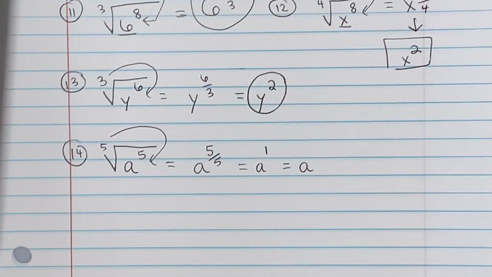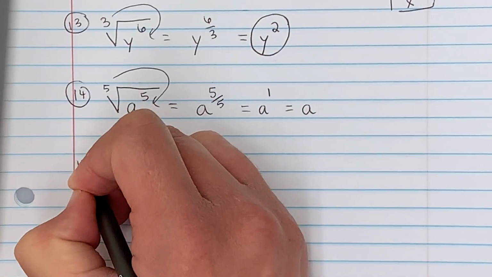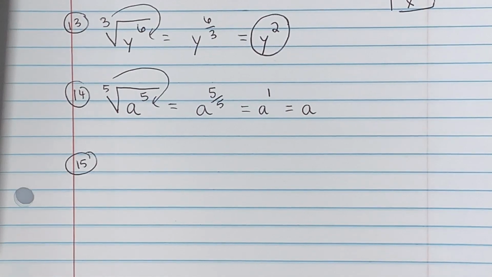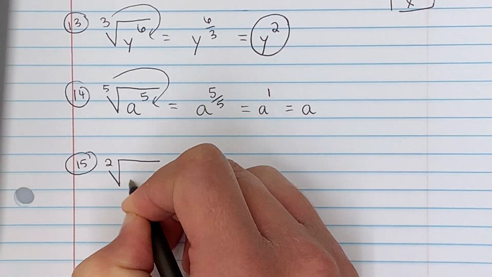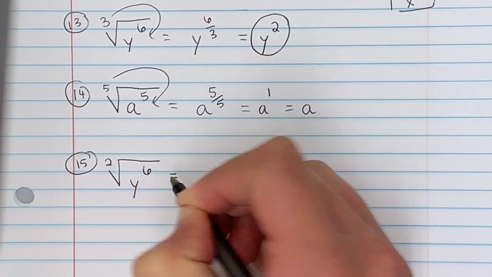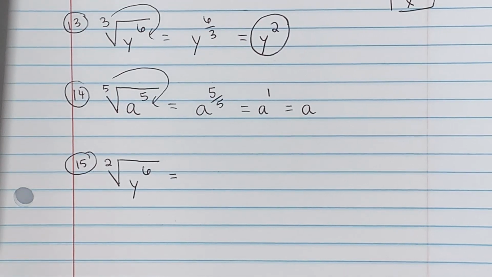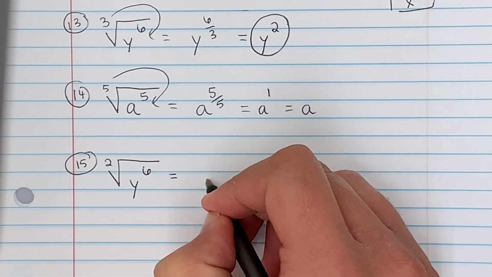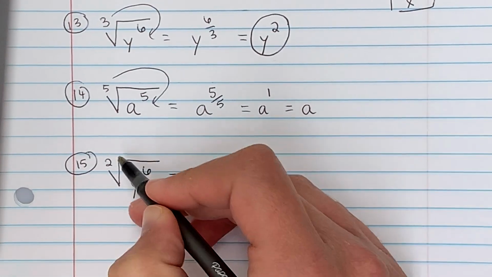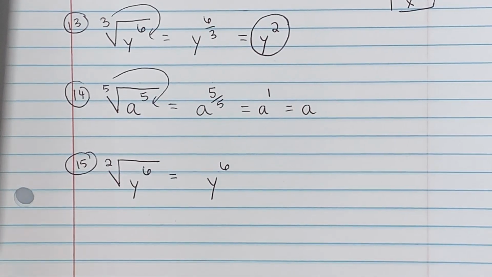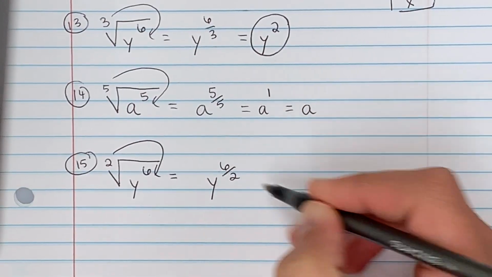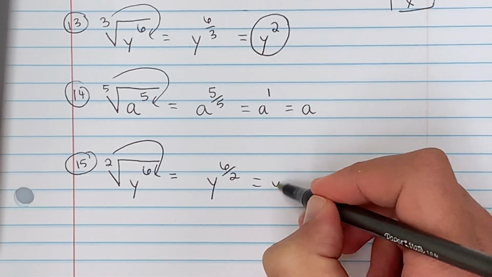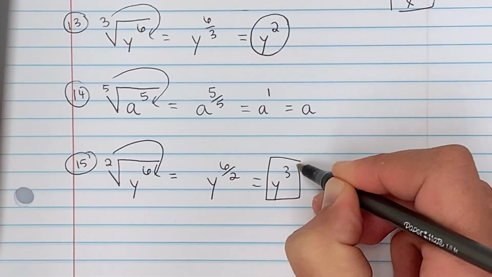All right, let me give you one more to do on your own. We'll do the square root of y to the 6, with a 2 as the index. All right, take a minute and do that one for me. All right, let's see how you did. You bring the y down, bring the 6 with it. Oh, sorry for that bell again. 2 comes around and under. Well, 6 divided by 2 is 3, right? So we're gonna get y to the 3. There we go.